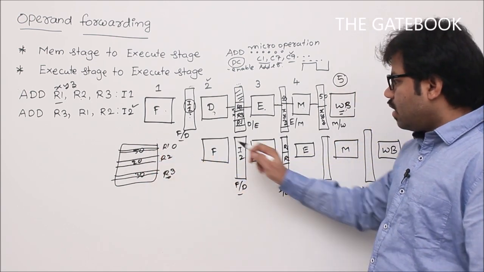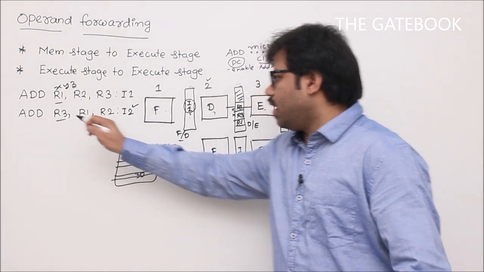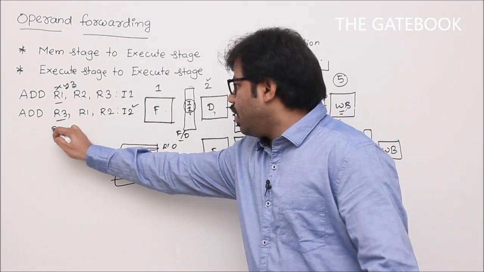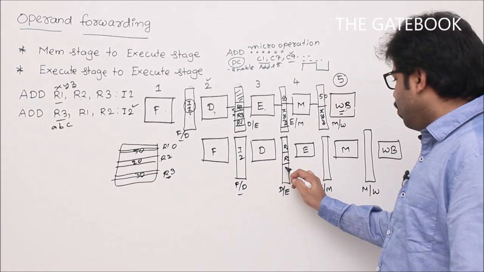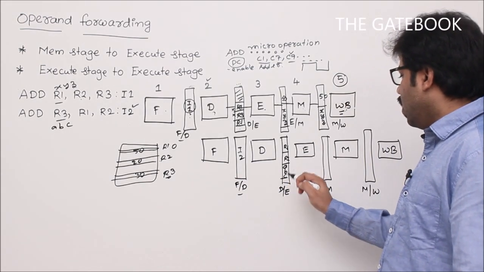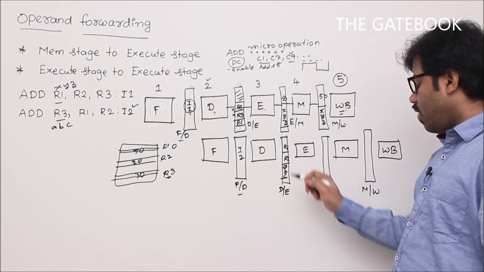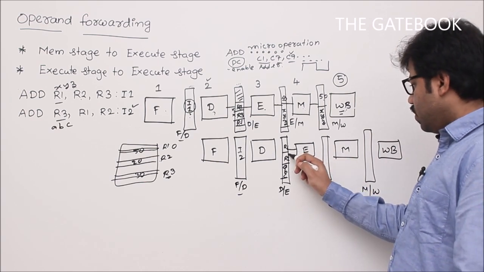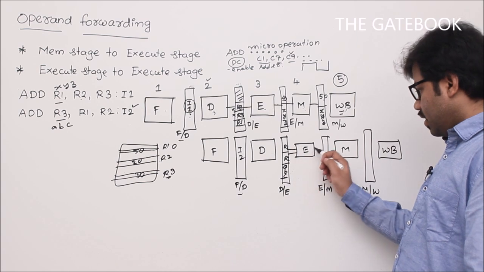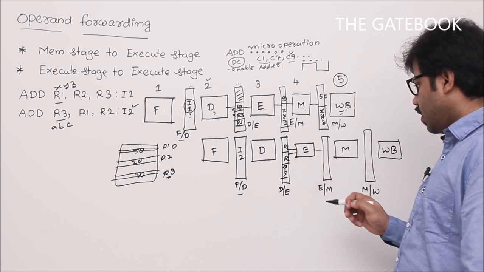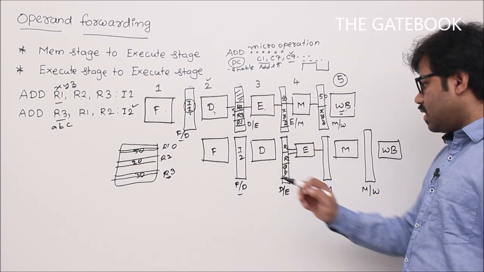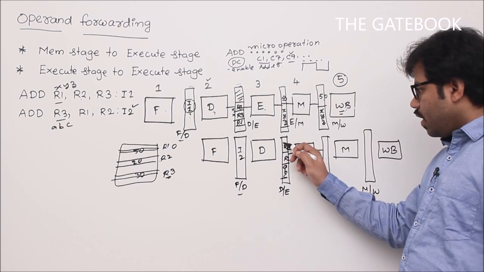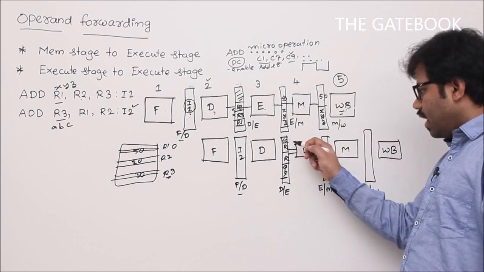Then the address of R3, let us say ABC, will be forwarded. Now the contents of R1 and R2 and ABC, the address of R3, will be forwarded. So the execution stage will take R1 and R2 as input. We have to design the circuit in such a way that it will add them, because the instruction is add. That's why we are carrying the control signals.